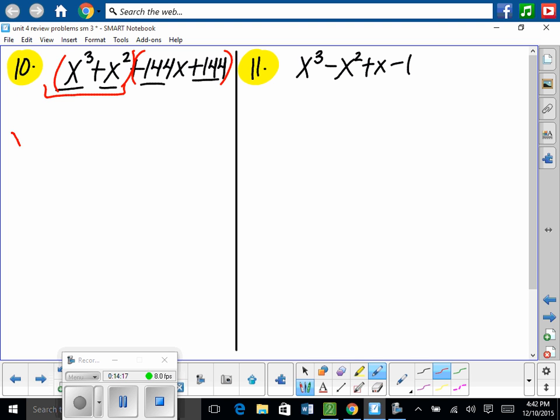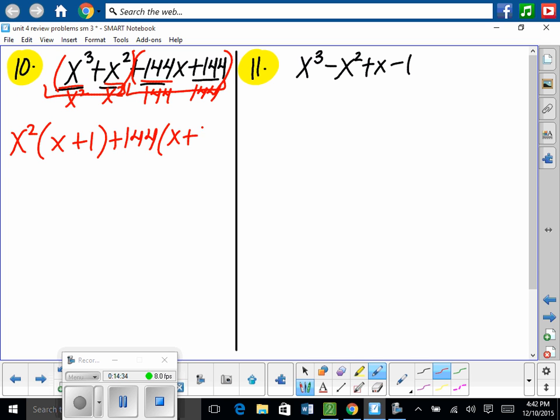What's in common in this group? An x squared. Divide each thing by what you pulled out. So that leaves me with x plus 1. Now in this group, I have a positive 144 in common, so I pull it out. Divide each by 144. And left is x plus 1. Check your safe haven. If it's not the same, it either didn't factor by grouping, or you didn't pull out the greatest common factor, or you've done it wrong.